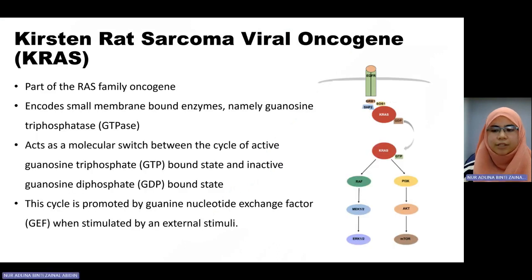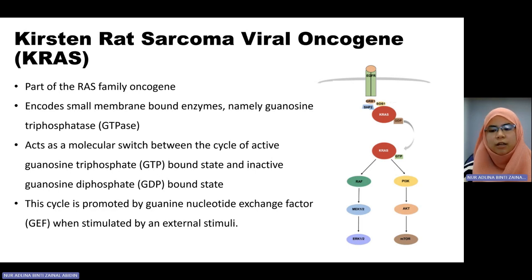KRAS is known as the Kirsten rat sarcoma viral oncogene and is one of the three members of the RAS family, which is made up of KRAS, NRAS, and HRAS. The RAS oncogene family encodes small membrane-bound enzymes called GTPase, or guanosine triphosphatase. They function as molecular switches between an active GTP and an inactive GDP in the cellular signaling pathway.